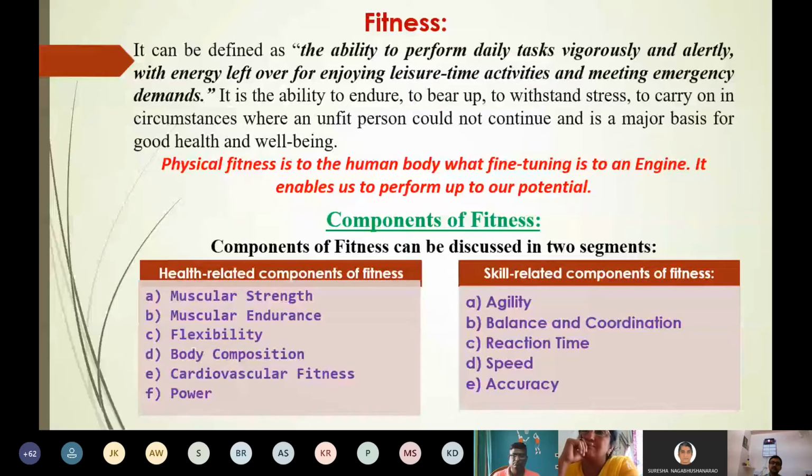That comes in this balance and coordination option. Then the reaction time, which is a very good aspect in our life. The reaction time to anything. Reaction time, there is a psychological reaction time and there is also a physical reaction time. Then speed, accuracy. So these are the components that come under skill-related components.